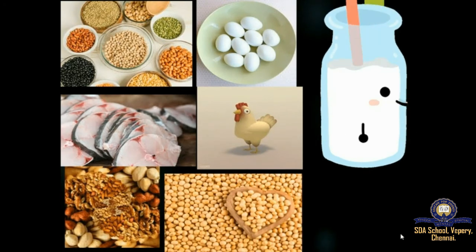Okay, so these are the pictures of pulses, eggs, fish, milk, chicken, soya bean, nut, grams, etc. So these are all the sources of proteins. So what are proteins? Proteins are the bodybuilding foods which are necessary for growth as well as for regulating the various body functions. Okay, so that's it for today's class, students.